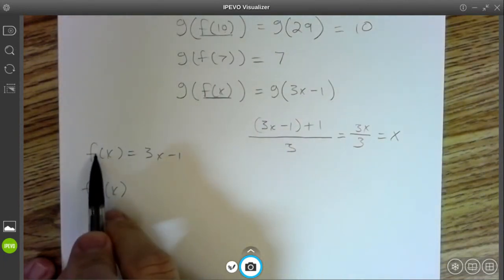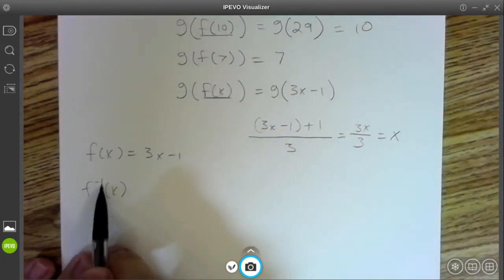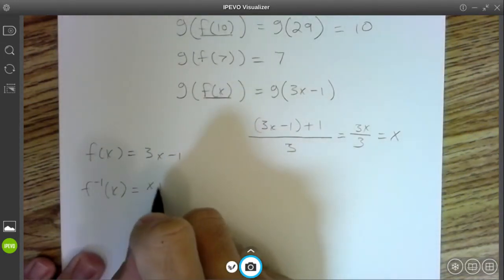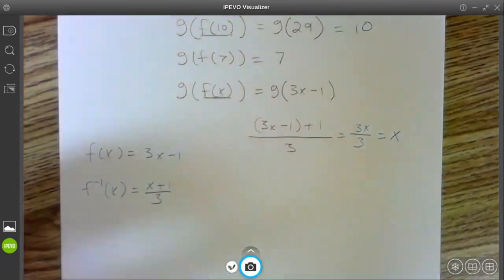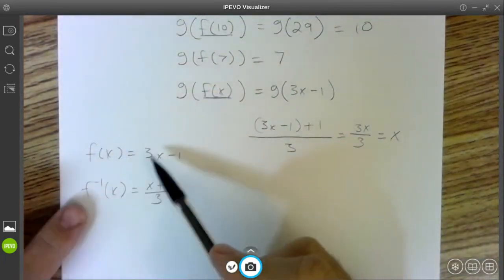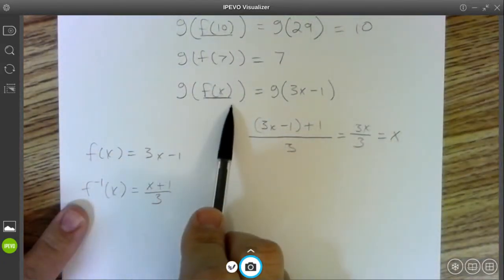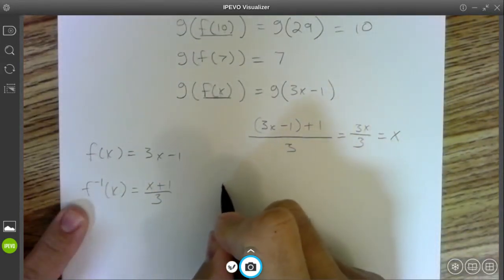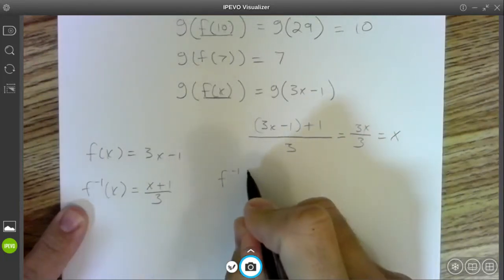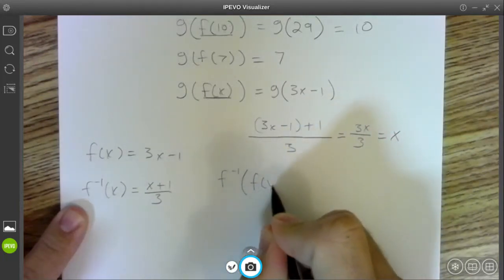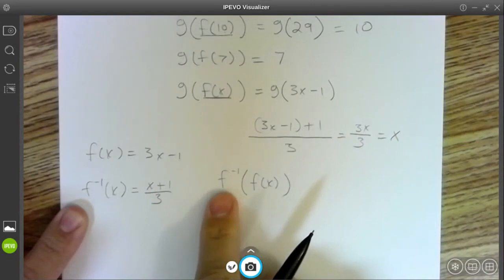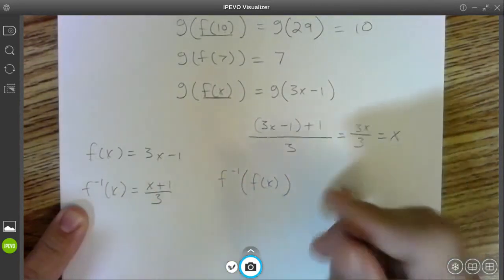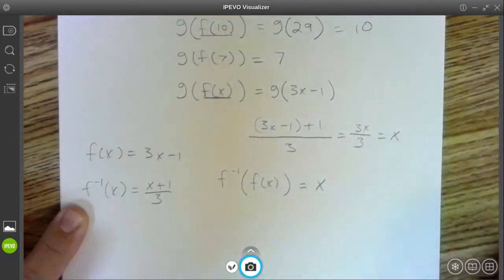So this is the original f of x. This would be f inverse of x, right? And that's equal to (x plus 1) over 3. To say this function composition sentence again, but using the more common notation, I could say f inverse of f of x. So I'm composing a function with its inverse. What happens is these two just cancel each other out, and you're left with x.